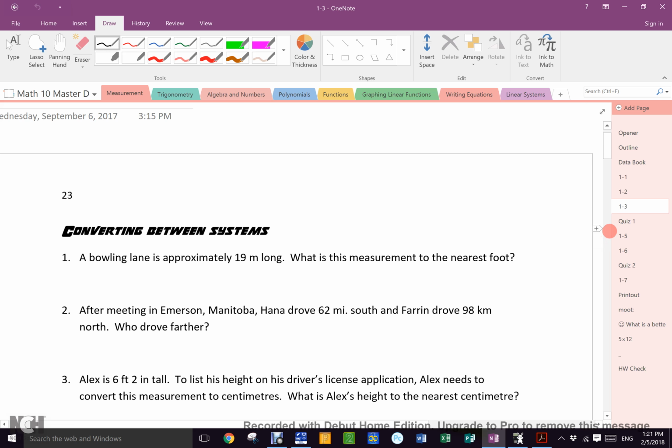Moving along, ladies and gentle people. We are going to change to converting from metric. What's the proper name for metric?